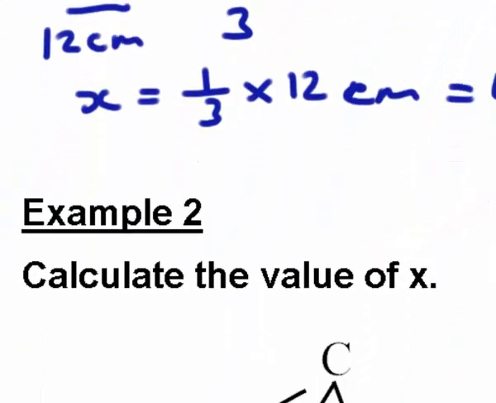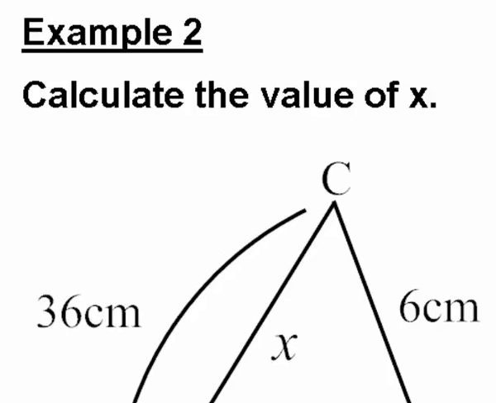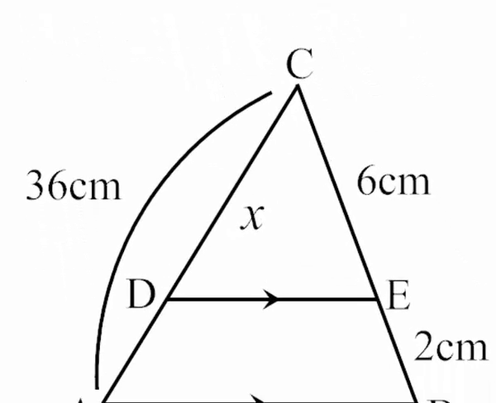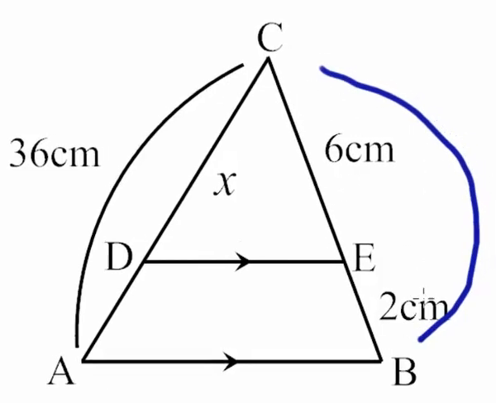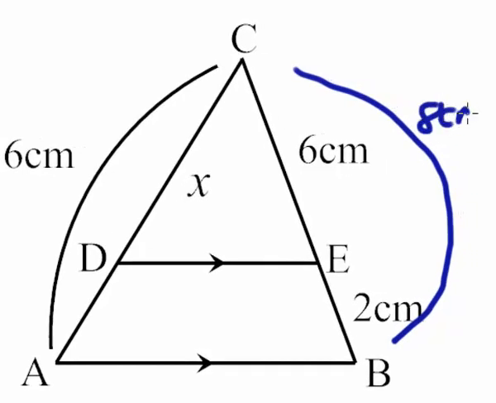Have a look at another example quickly. Check this one out here. Okay, now you've got to calculate the value of x here. Well, what do you know? If you think about it carefully, we've got this long side AC, and this is 6 and that's 2. So what would the long side here be? It would most definitely be 8 centimeters.